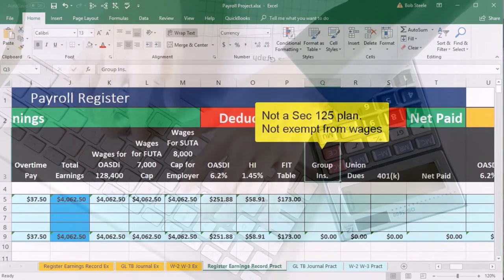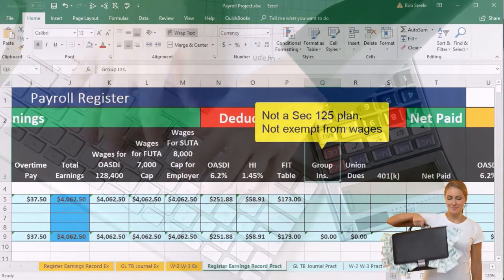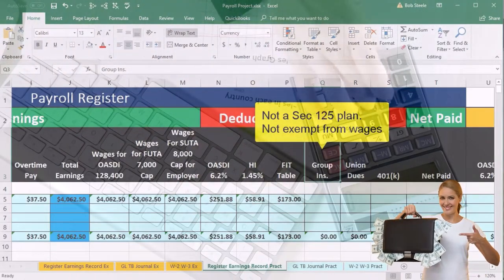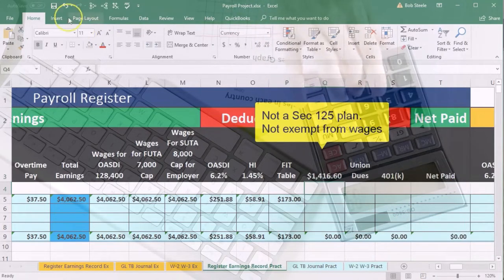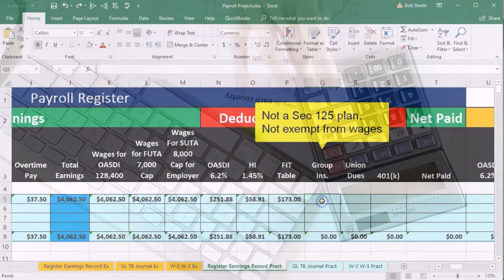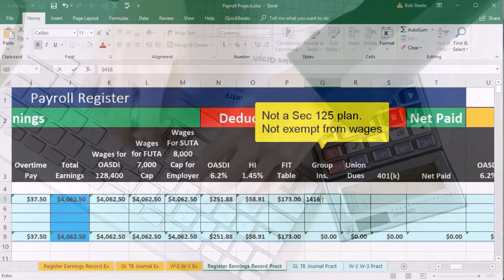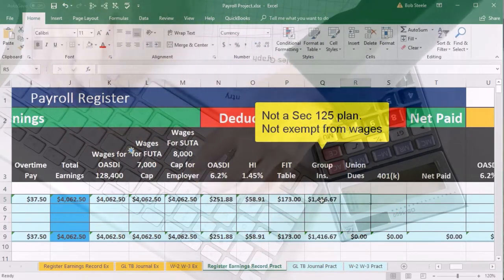So the insurance, I'm just going to say that it is going to be 1416. Oh, I'm going to undo that. It's going to be here. It's going to be 1416.67 for insurance.